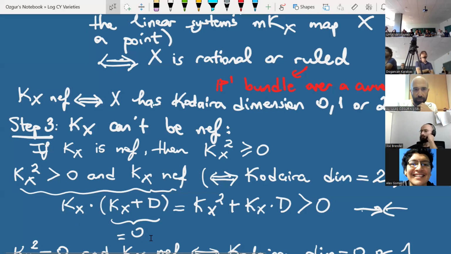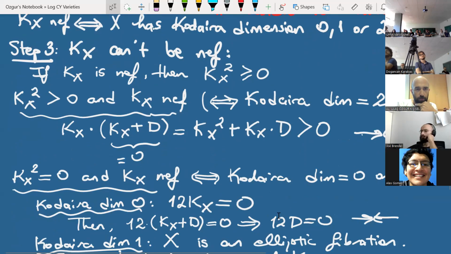Well, on one hand, Kx plus D is 0 by definition of log Calabi-Yau. On the other hand, this is Kx squared plus Kx times D, but Kx squared is positive, and Kx times D is like a nef divisor times a curve, so this has to be non-negative, so this would be greater than 0, but this is a contradiction. So Kodaira dimension 2 cannot be true.